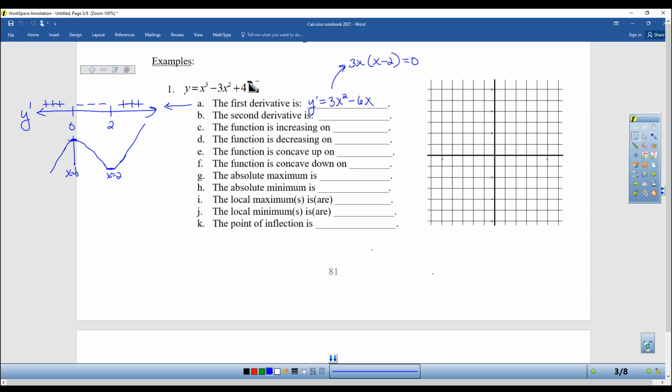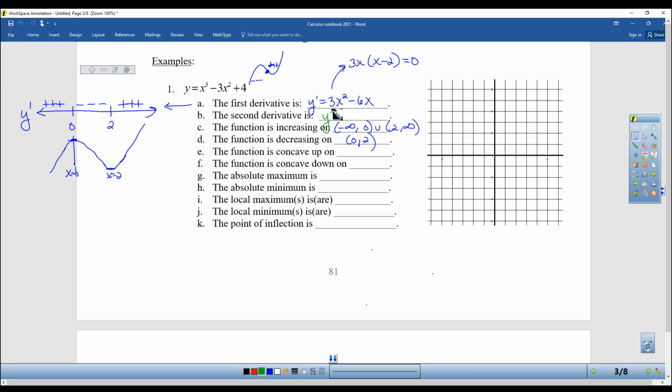Now, of course, I already knew it was cubic, so I already kind of knew that. And for that matter, now I know where it's going to be increasing, so I can say it's going to be increasing from negative infinity to 0 and from 2 to infinity. It's going to be decreasing from 0 to 2. And I can already pretty much tell you concave up and concave down. I can see that it's going to be concave down, and then it's going to be concave up. But how do I get that point of inflection? By doing the second derivative.